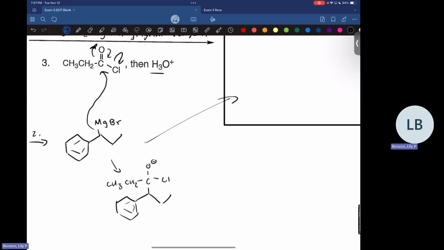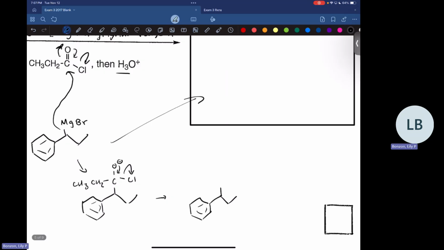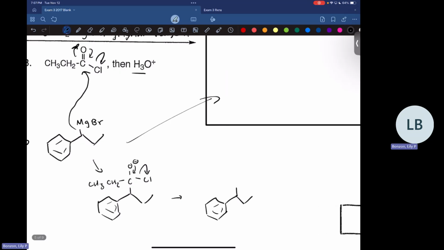So we add the first equivalent, and then we have this O minus. It is going to come back and form the ketone again and kick out the Cl, because chlorine is going to be a good leaving group. If you think of our substitution and elimination reactions, chlorine and bromine are good leaving groups. So we're going to be left with this ketone.